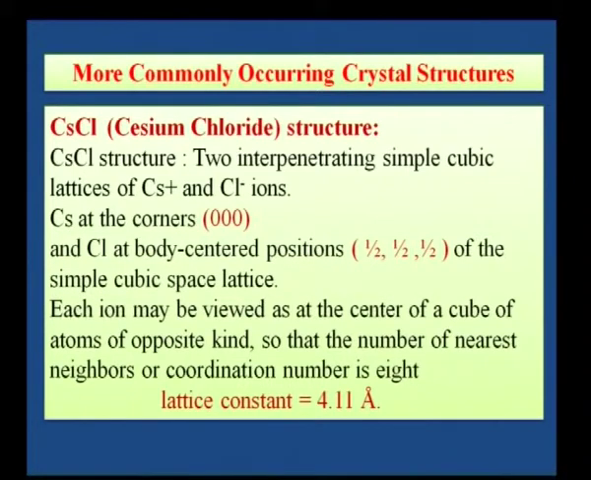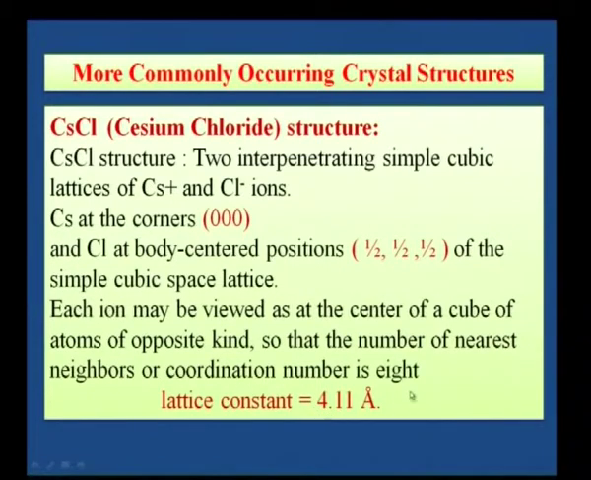So, it is two interpenetrating simple cubic lattices of cesium and chlorine ions: cesium at the corners and chlorine at the body centered positions, as I have shown you earlier. Each ion may be viewed as at the center of a cube of 8 atoms of the opposite kind. So, the number of nearest neighbors, or coordination number, is 8. The lattice constant is 4.11 angstroms.